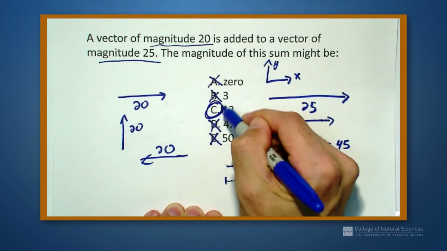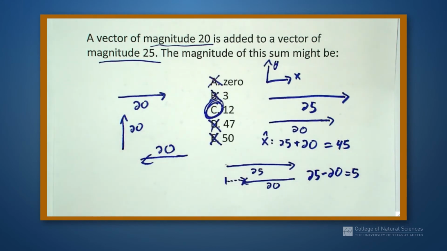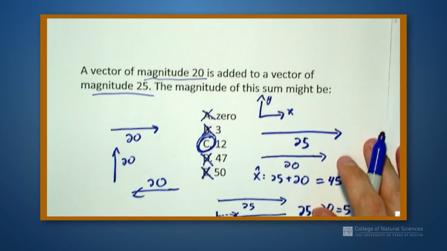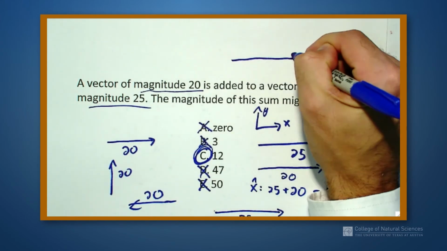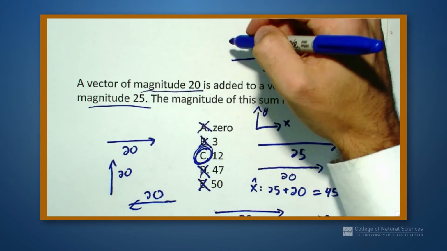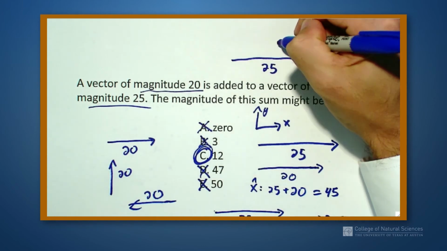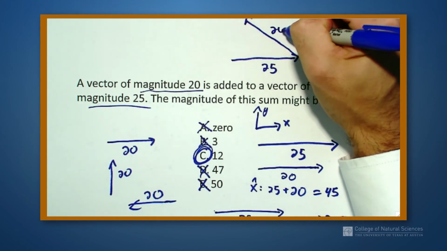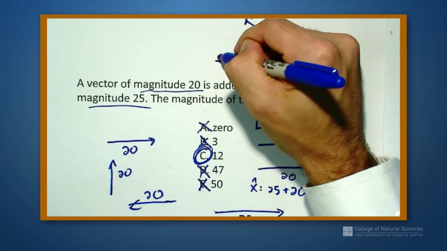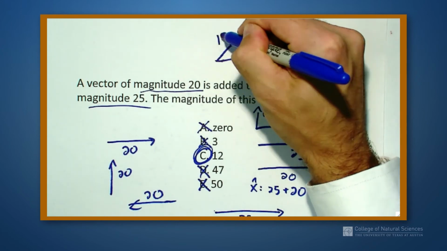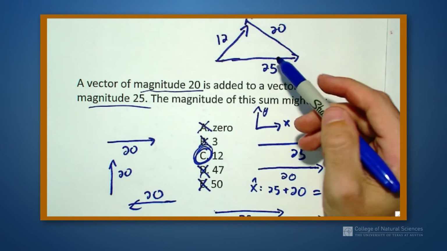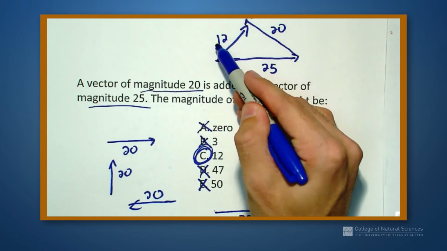So that means my only answer I have left is 12, which is probably some case where I do 25 over, and I need 12 to be at the end, which means I probably have my 20 pointing up in that direction for a total of 12. So my 25 plus my 20 gives me my 12.